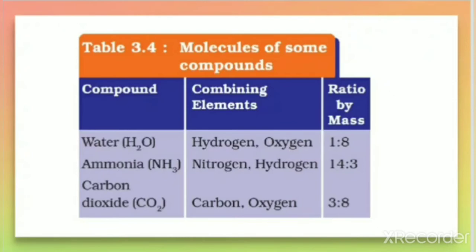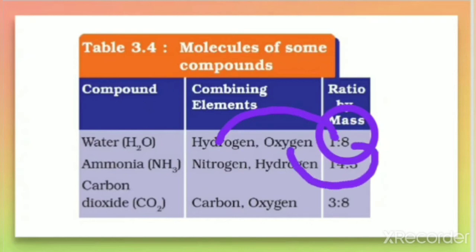What value is given to us? The value is given as 1:8. So that is the hydrogen versus oxygen ratio, 1:8 by mass. So don't get confused. For hydrogen the value is 1, for oxygen the value is 8.